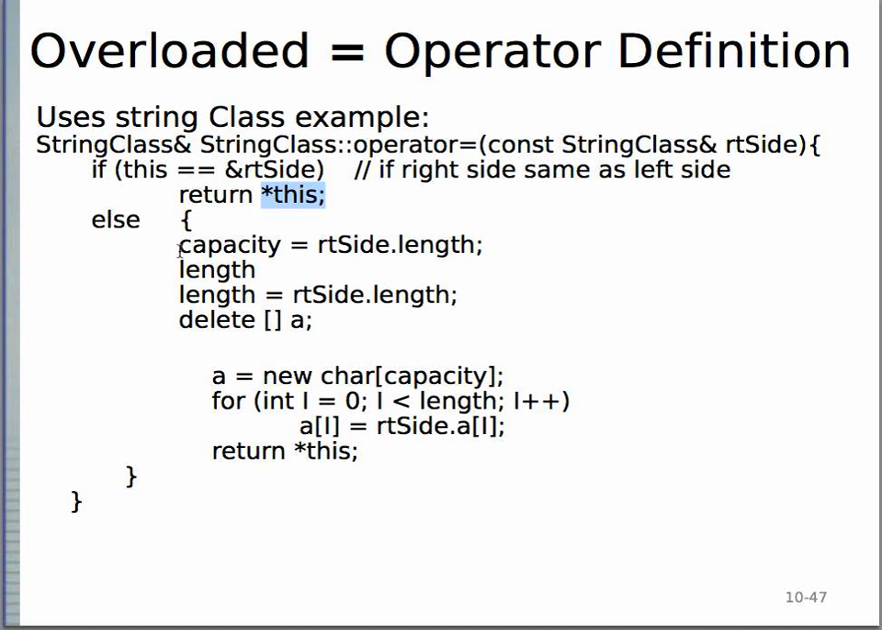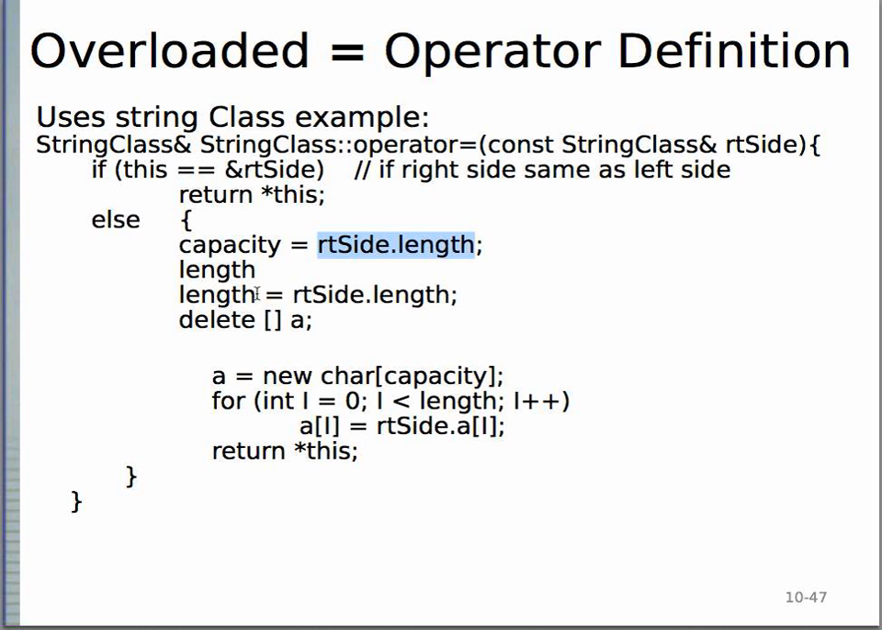After this, you check if the left and right hand side of the assignment is the same, and if it is, you just return one of them. It doesn't matter which one actually, and just return star this. If it's not the same, then what you want to do is just copy all of the things over from the right hand side, so you get the length. We're just assuming that there is a data member called length. You assign that to capacity, and then we copy it also over to this arrow length.